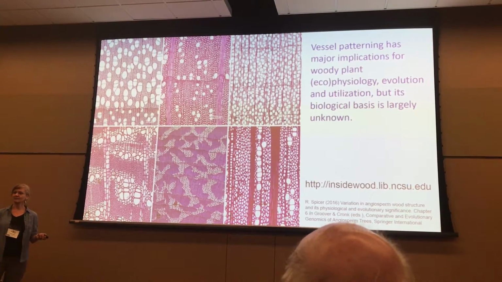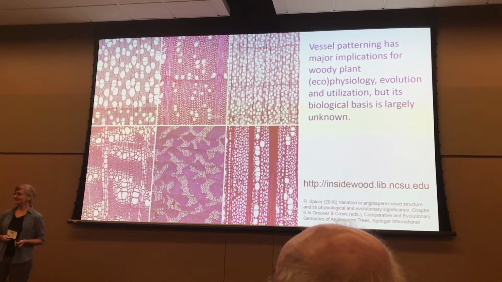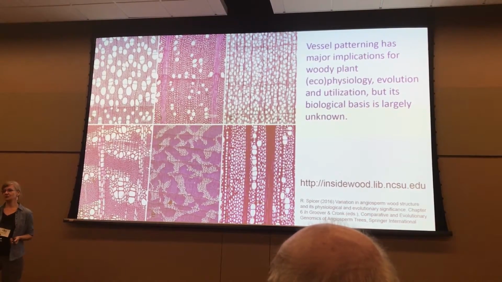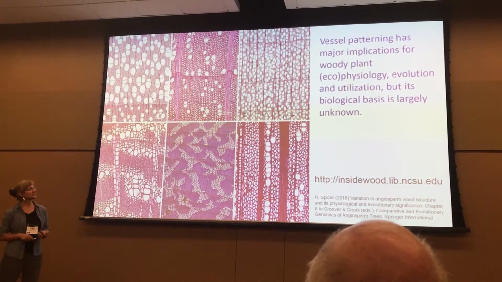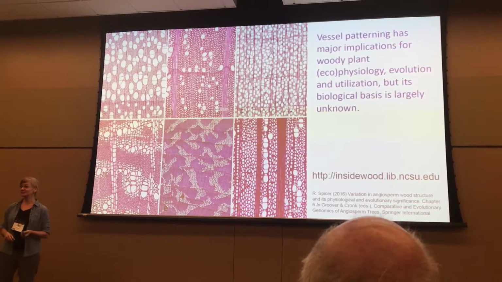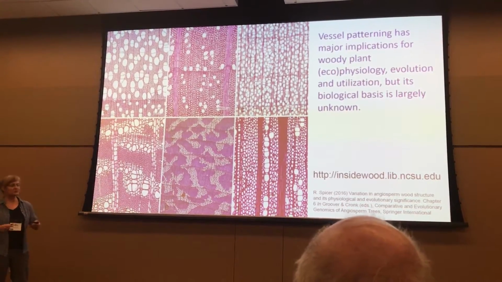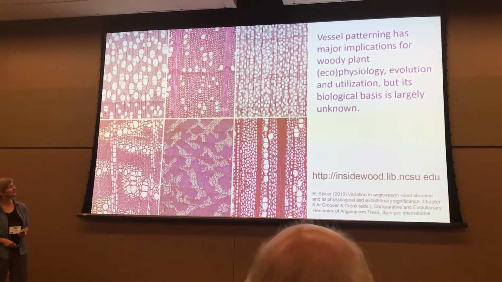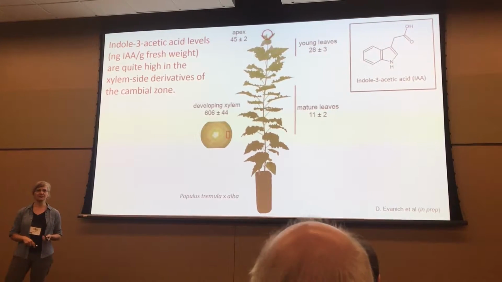Can everyone hear me away from the microphone? Great. So in addition to this just being kind of aesthetically inspiring, we also know that there are major implications of vessel patterning for wood ecophysiology, for wood evolution, for utilization of wood as a material, but I would argue that its biological basis is essentially unknown, not even poorly understood, but basically unknown. So I'm going to propose that auxin transport might be a good candidate to look for in terms of where this is coming from.